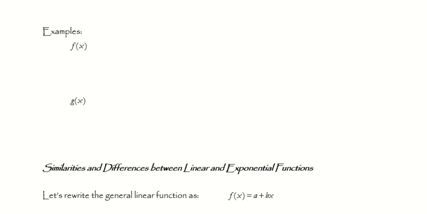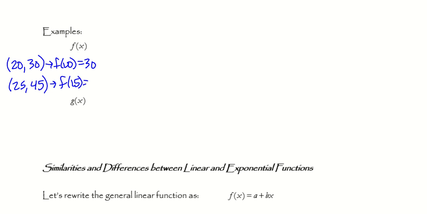Okay, so in our first equation for f of x, we're going to start with 2 points from our data table. So our first point was when x is 20, y was 30, and our second point was when x was 25, y was 45, or f of x was 45. And actually, I think I'm going to skip writing these in function notation. No, I won't. All right. So this tells me f of 20 equals 30, and it tells me that f of 25 equals 45.